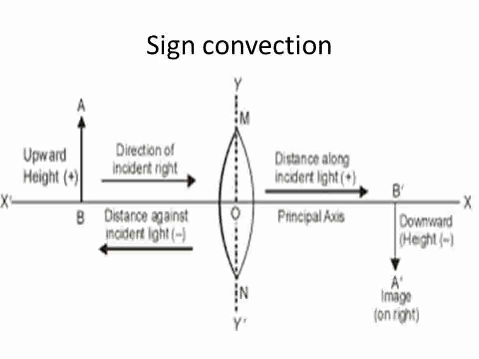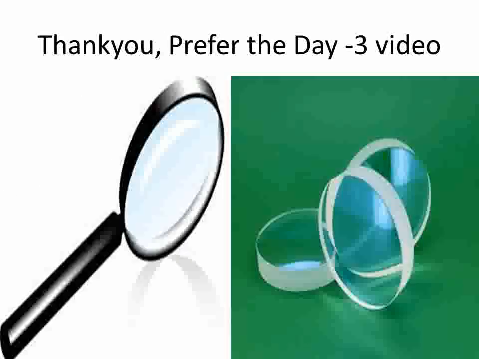Object is placed on the left hand side, therefore distance of object on the left hand side of the lens is negative, and image is shown here on the right hand side. This distance is positive. Now the length of object AB is positive because it is in positive y-axis, and image length A dash B dash is negative because it is considered on the negative side of y-axis.